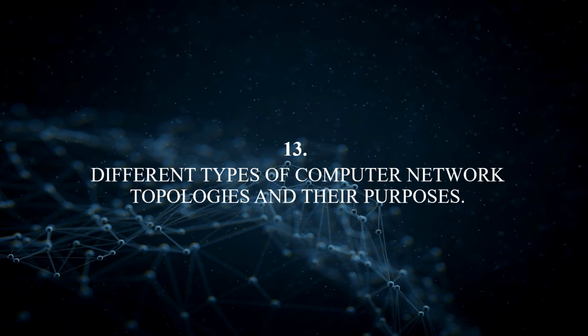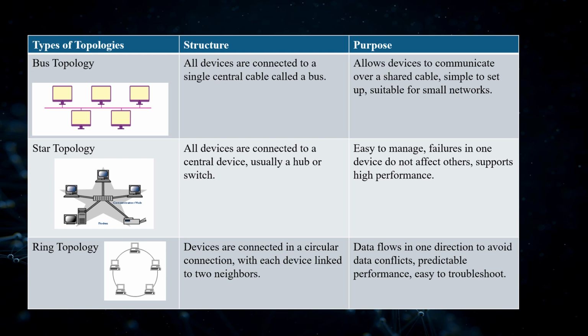Finally, let's look at different types of computer network topologies and what each one is used for. Bus topology connects all devices along a single cable. It is simple and cheap, but the network stops if the cable breaks.